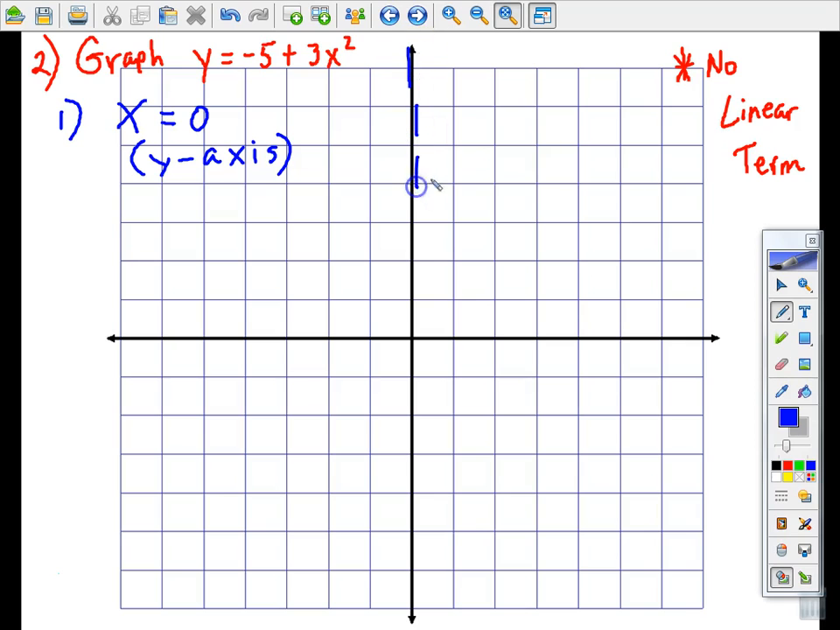So again, no linear term makes it easy to find the AOS. We're going to find out in just a little bit that when we do have a linear term, it's not quite so easy to identify the AOS. It's not hard, but it's not as easy as this. All right, so give me a volunteer to help me out with the vertex. Where is the vertex on the y-axis? Yeah? 0, -5. Awesome. Mr. Avery comes through. 0, -5.